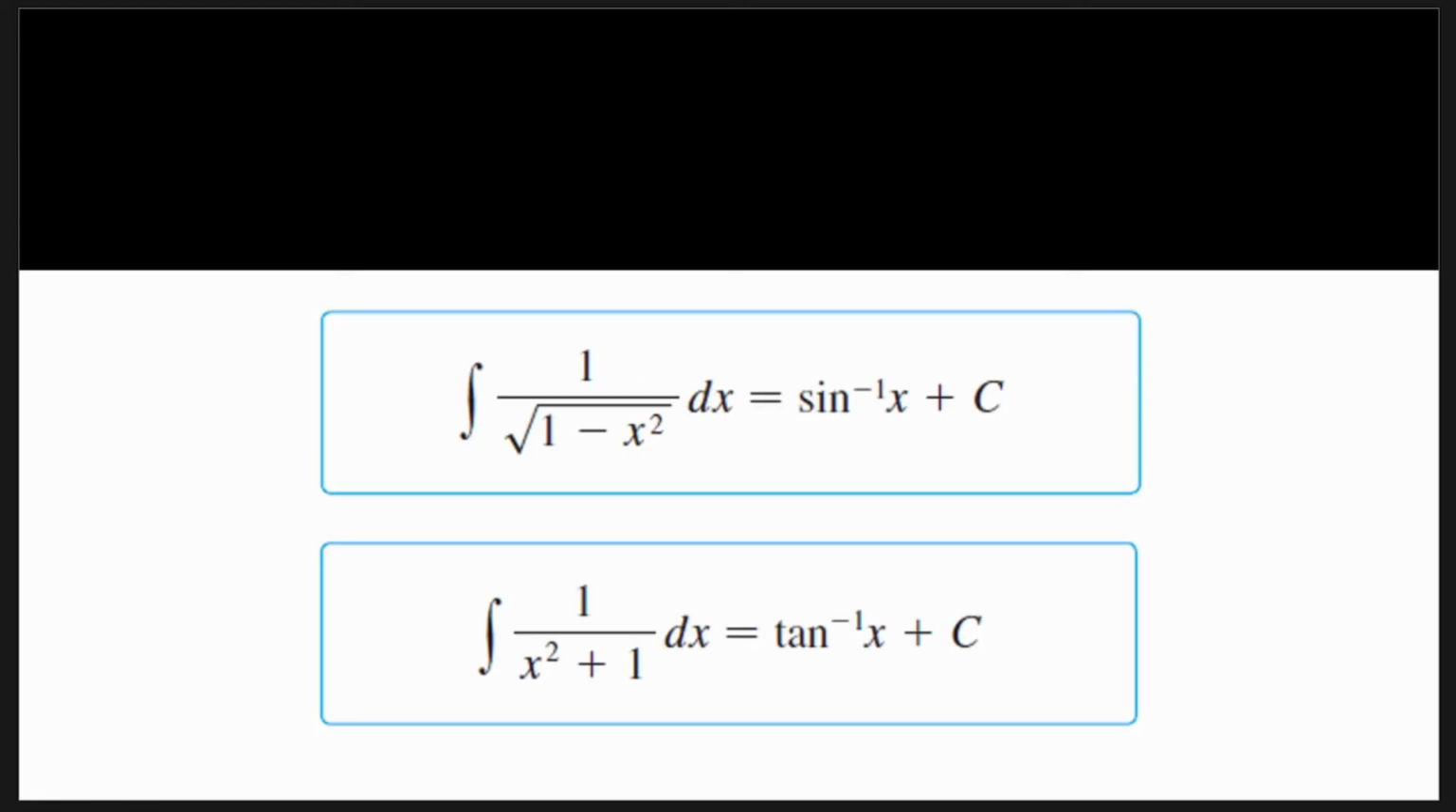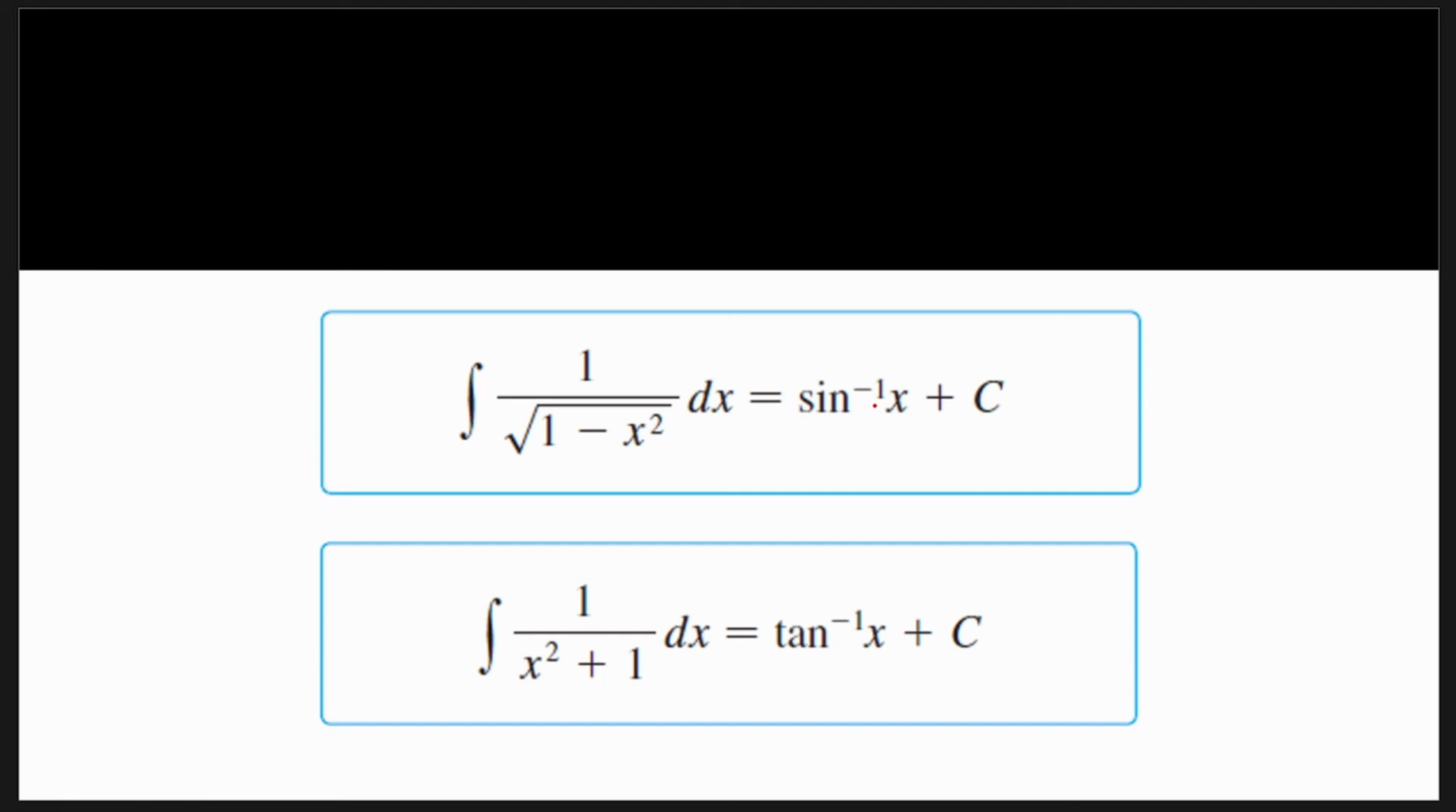Okay, so let's proceed. The integral of 1 over the square root of 1 minus x squared dx is equivalent to the arc sine of x plus c, and the integral of 1 all over x squared plus 1 dx is just the arc tangent of x plus c. So this is just the reverse of the formulas from your differentiation formulas.